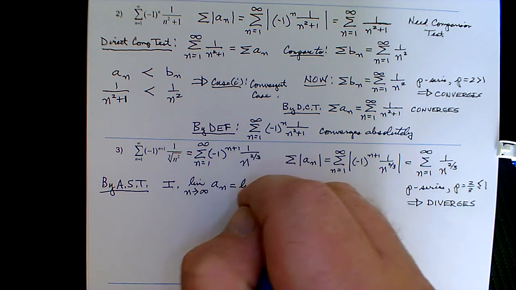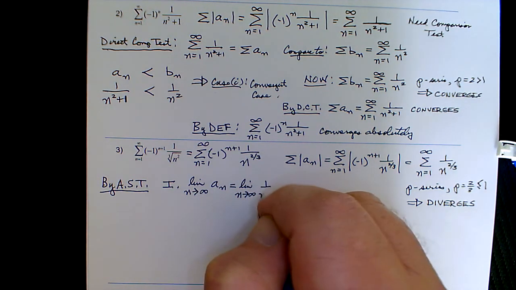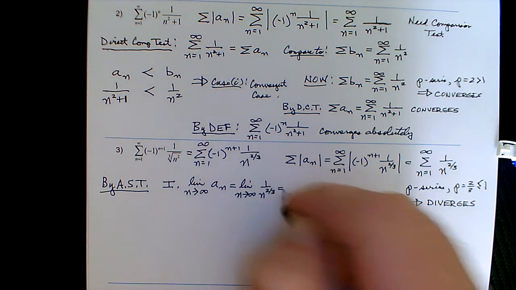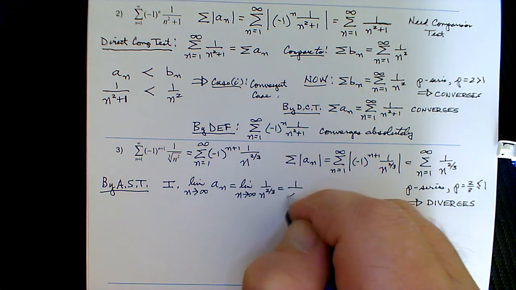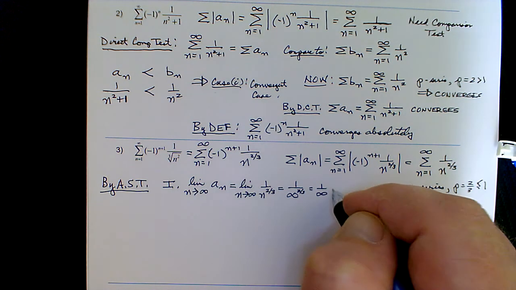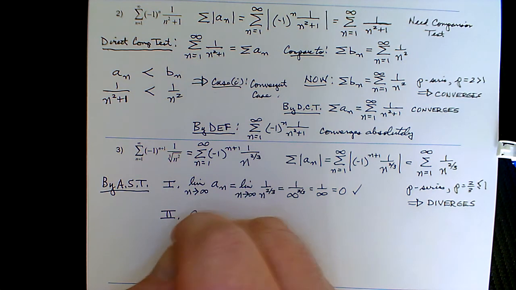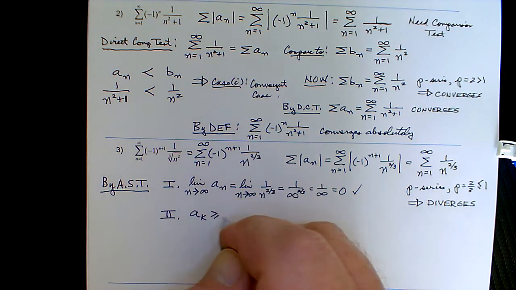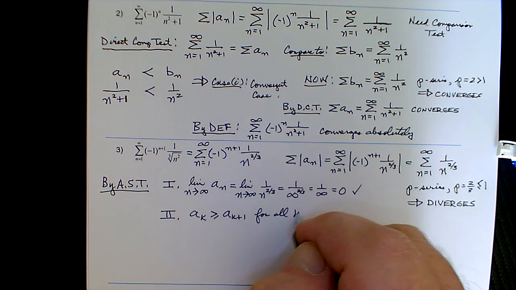So first calculate the limit as n goes to infinity of 1 over n to the 2/3. By inspection, you could say that's 0, or 1 over infinity to the 2/3, or 1 over infinity is 0. Passes the first condition for convergence of an alternating series. And now we have to show a sub k is greater than or equal to a sub k plus 1 for all values of k.